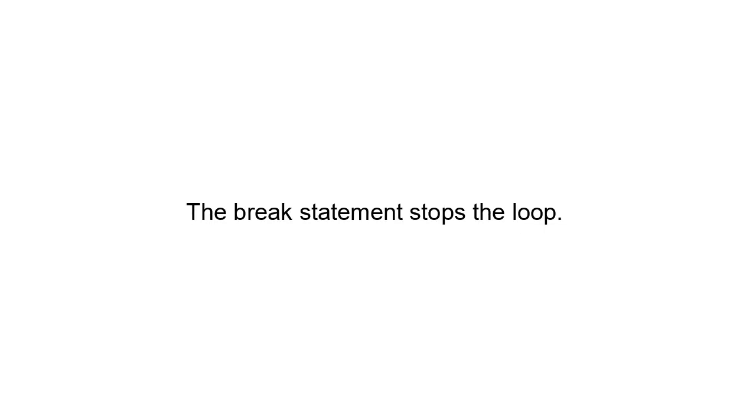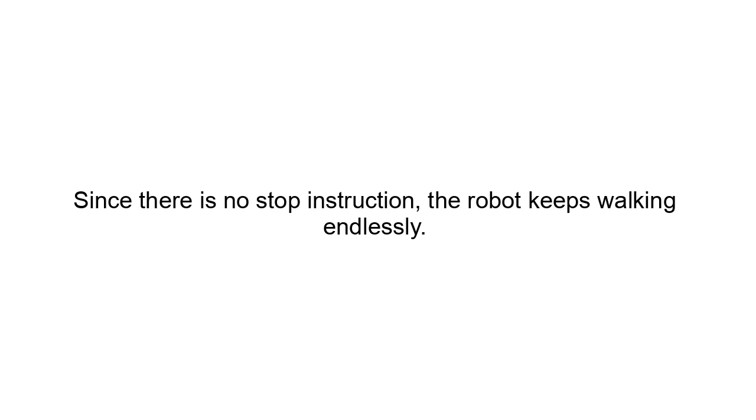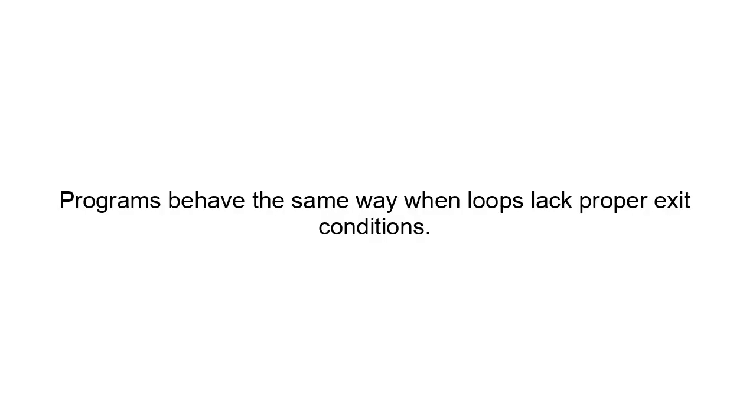Real-life analogy. An infinite loop is like a robot instructed to walk forward forever. Instructions: 1. Walk forward. 2. Repeat step 1. Since there is no stop instruction, the robot keeps walking endlessly. Programs behave the same way when loops lack proper exit conditions.